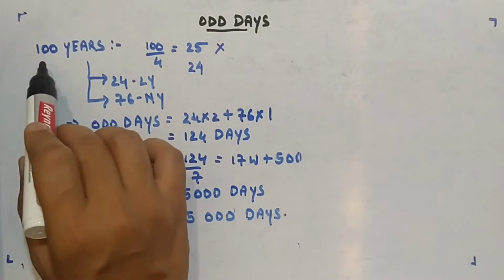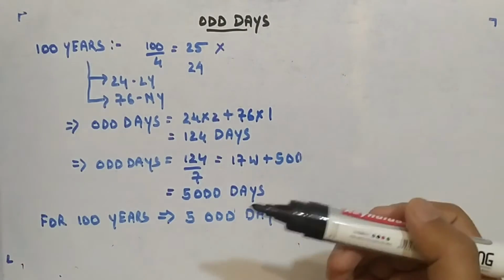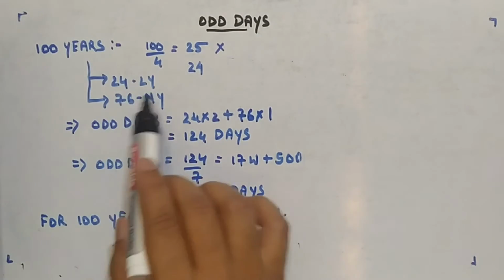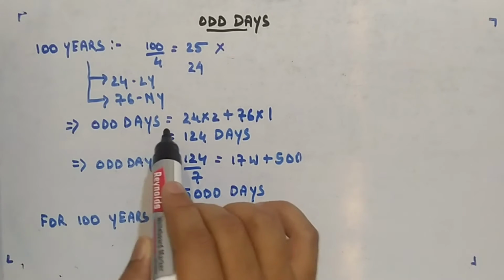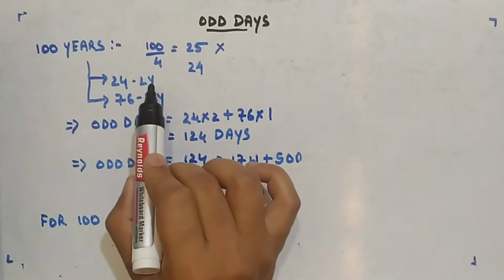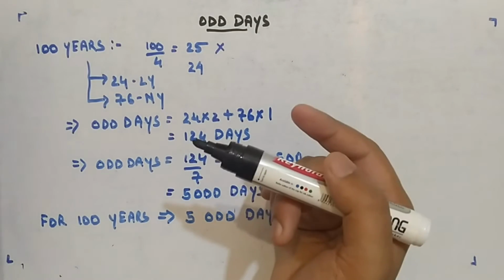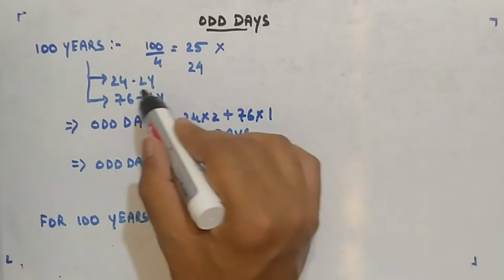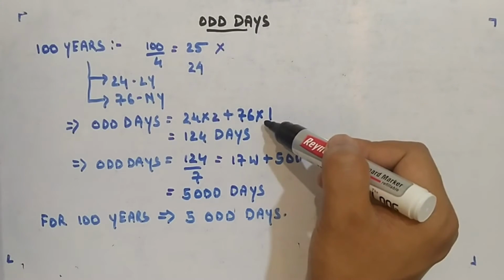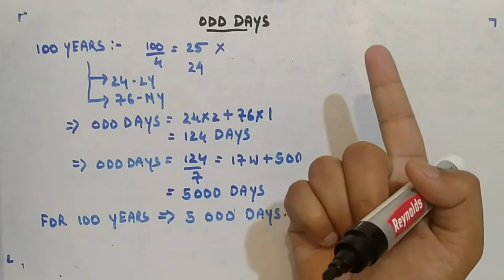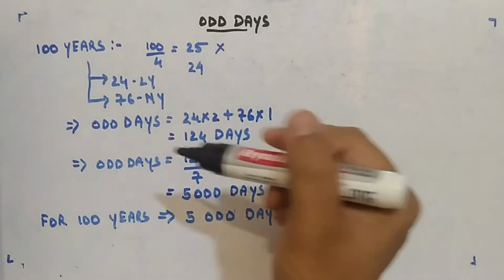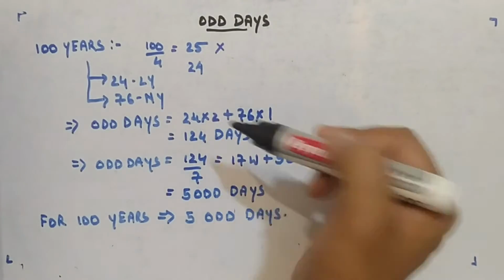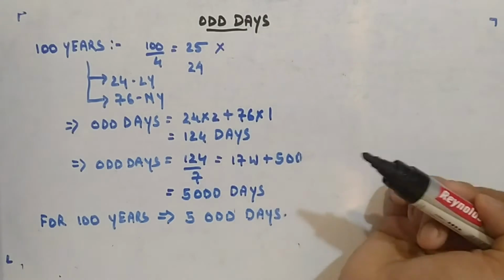Why we are checking with divisibility by 400? Because it's a century year. Okay, so now we have this. So you can calculate the number of odd days. Total number of odd days will be 24 into 2 because this is a leap year, and remember a leap year has 2 odd days and normal year has 1 odd day. So I took normal year multiplied with 1. So if 1 has 1 odd day, then 76 will have 76 into 1. Similarly, 1 leap year has 2 odd days, so 24 will have 24 into 2. So total will be 124 days.